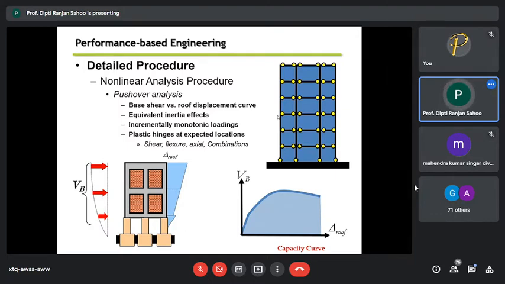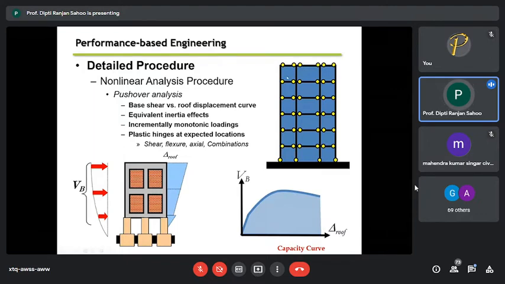So that means a structure, depending on the stiffness and the mass, and the distribution of the mass, will give some particular nature of the vibration shape. That's what we call the mode shape. So essentially, it's not exactly the mode shape. Mode shape can be one of the options. Essentially, you try to apply a displacement profile which is consistent with the lateral forces or the mode shapes.